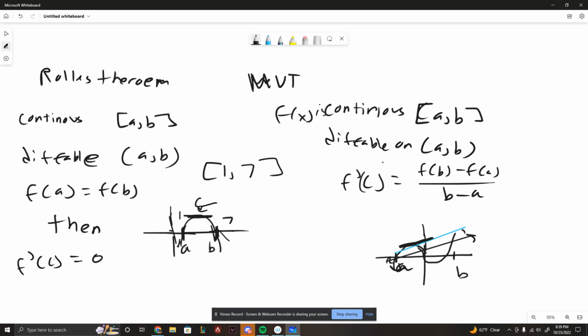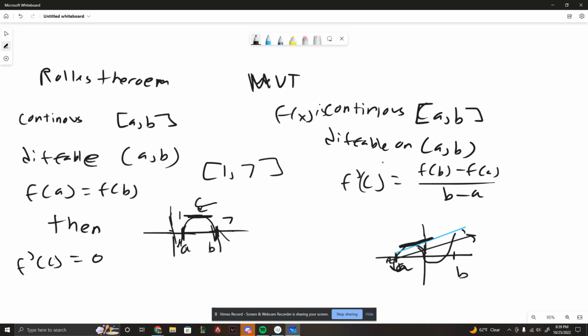MVT and Rolle's theorem, the mean value theorem and Rolle's, are essentially the same thing, but Rolle's only works for a slope of 0, while MVT works for any slope. But one thing you have to keep in mind is all of these conditions have to be met.